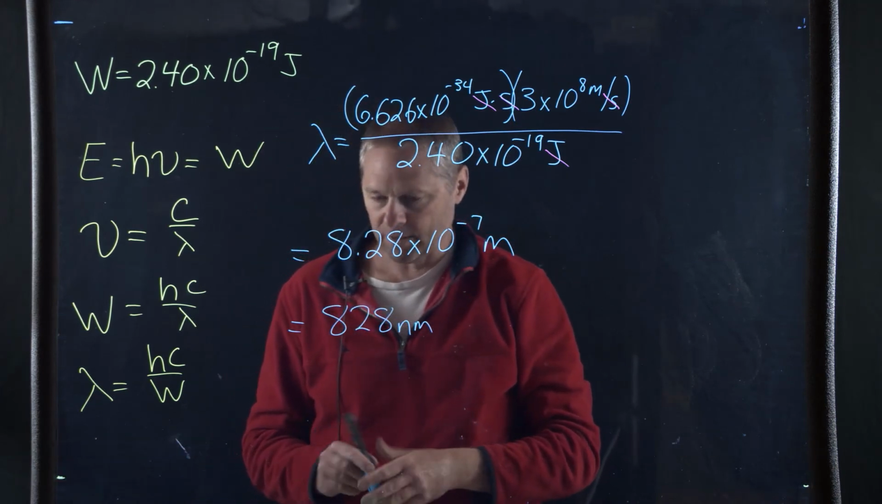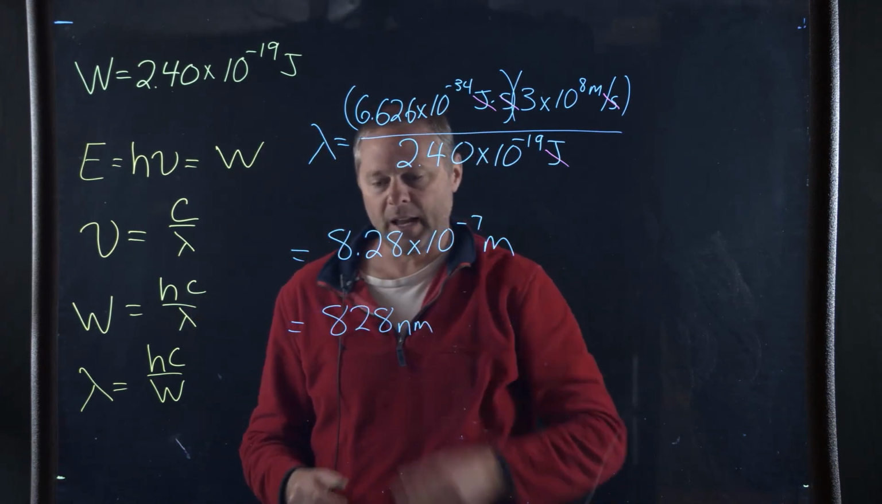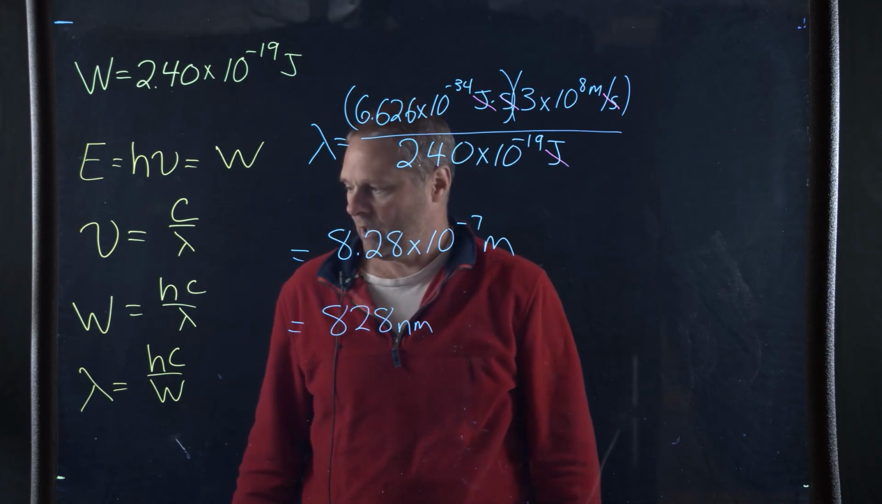And so the cutoff wavelength to photoeject one of these electrons is going to be 828 nanometers.